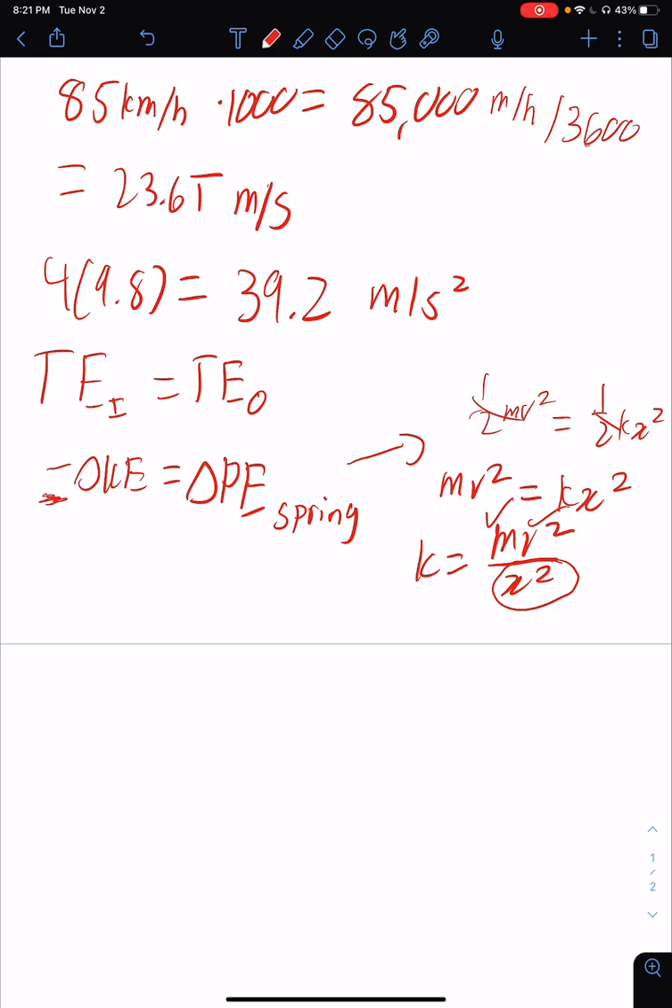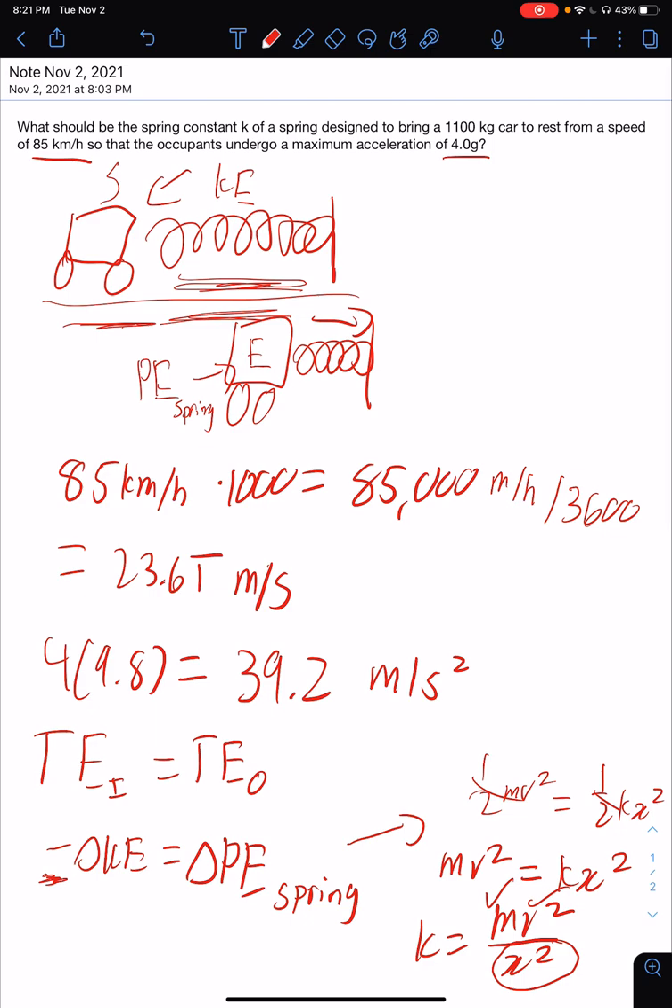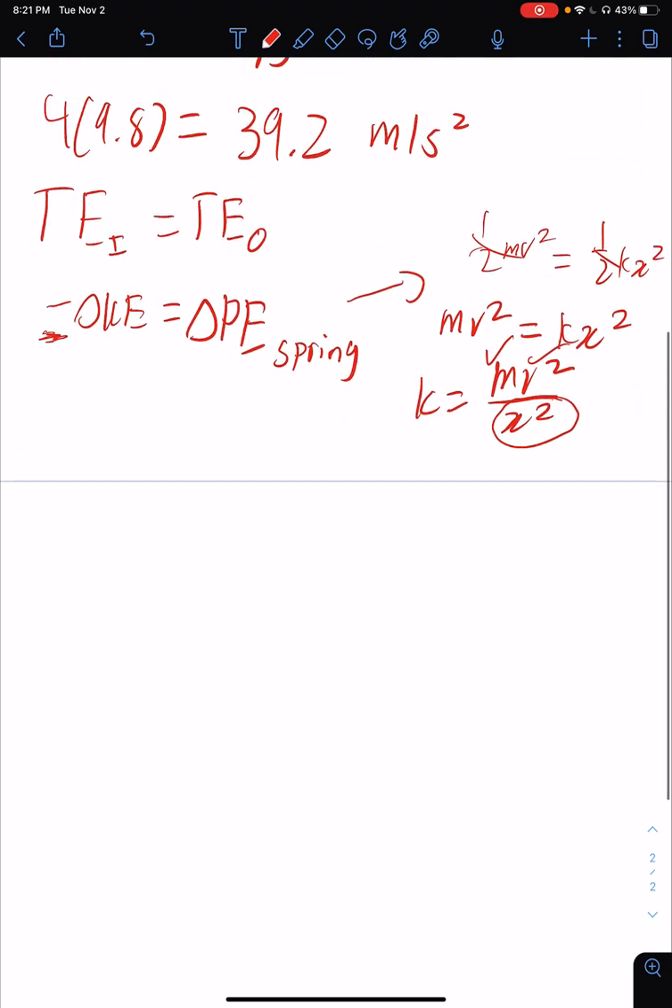Now, before you click off the video, I need you to understand this. Read the problem extremely carefully. It has a maximum acceleration. It's saying that because as the car compressed the spring further and further, the acceleration is actually going to change. And our kinematics formulas don't work for acceleration that's not constant. So we're going to use another method.